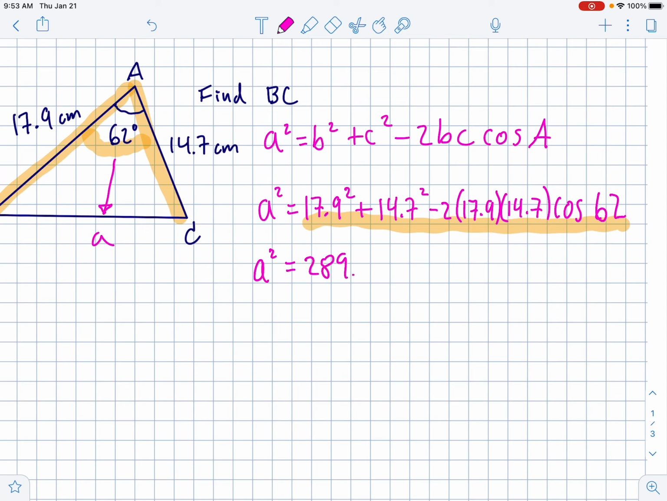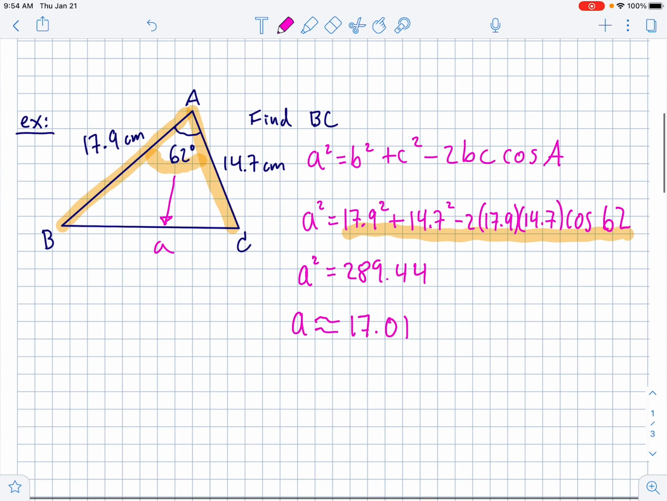So A squared is 289.44, and I'm rounding appropriately. I'll just keep that number in my calculator, but for the sake of the video, I'm putting the rounded number up there. Then you just need to square root both sides. So A is about 17.01. Now I realize that I took the square root, which means that I should probably do the positive and negative, but since we're dealing with a triangle that can only have positive sides, this is the side. So BC is about 17.01 centimeters, because we did have units on this one.